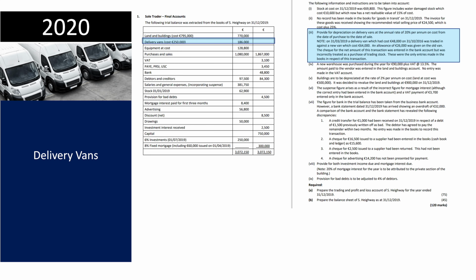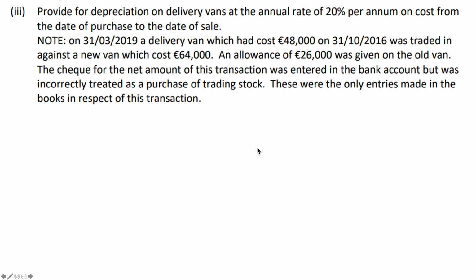So now moving on then to 2020. So you see here the cost was 250 and the accumulated depreciation then is the difference between these two, so 64,000 euro there. So it was note 3 here in that year. So provide for depreciation on delivery vans at the annual rate of 20% per annum on cost from the date of purchase to the date of sale.